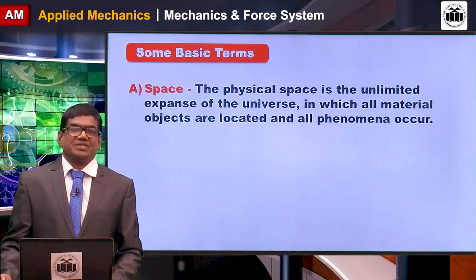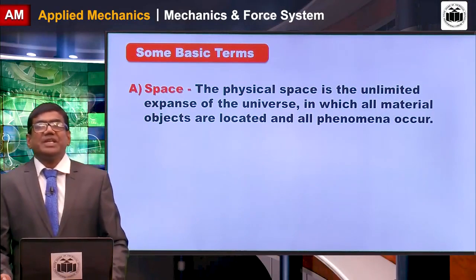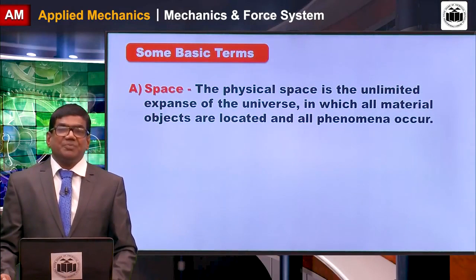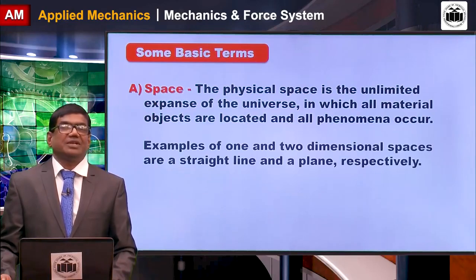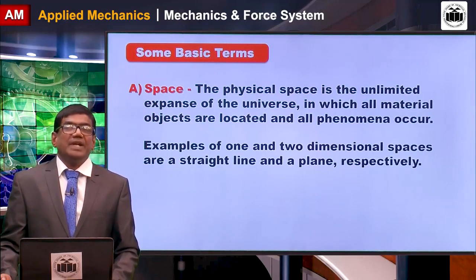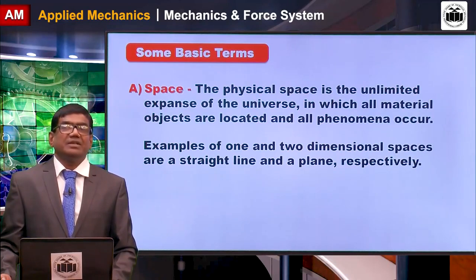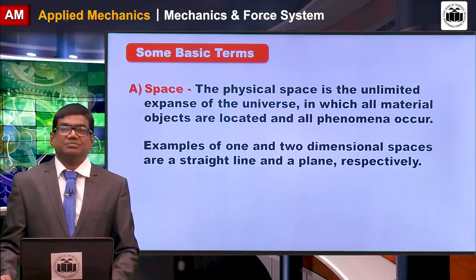First term, space. Physically, space is the unlimited expanse of the universe in which all material objects are located and all phenomena occur. Examples of one and two dimensional space are a straight line and a plane respectively. As we have seen in two dimensional geometry, the plane is the space, in one dimension a line, and in three dimensions there will be the volume.